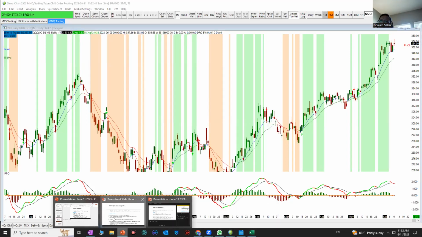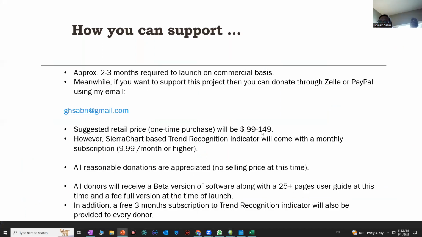I want you guys to give me feedback. How do you like it? Does this price seem fine to you? Do you want to support me, or do you want to buy it eventually? Or how should we go from here? I want feedback from you guys.